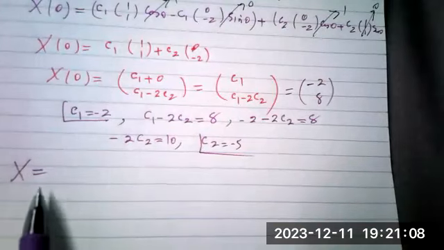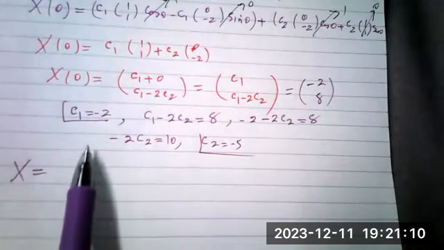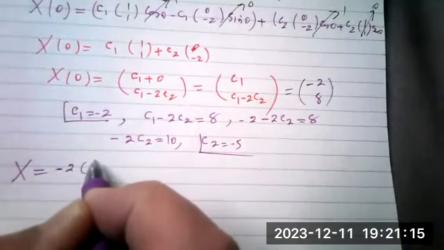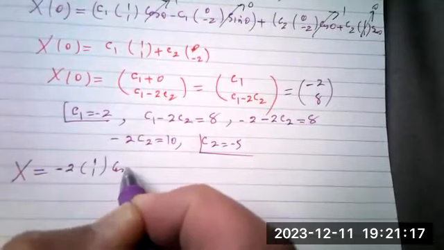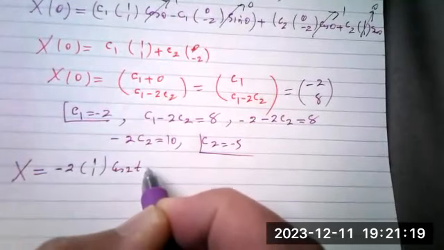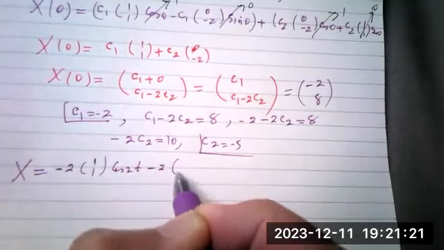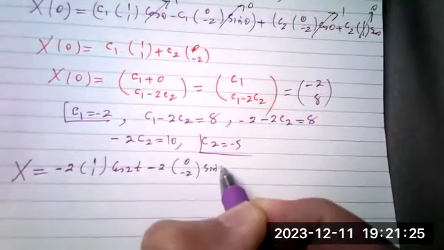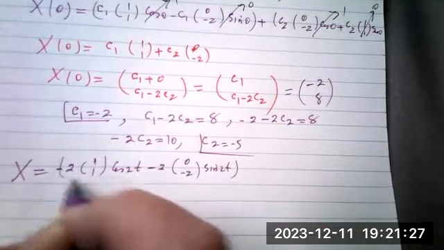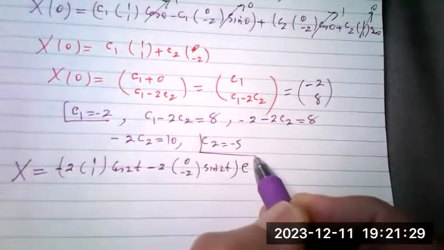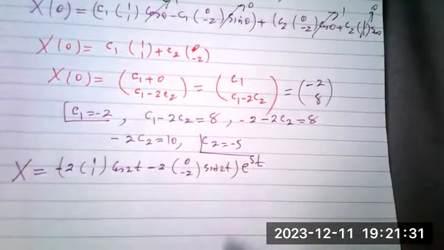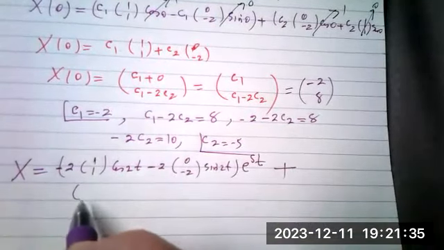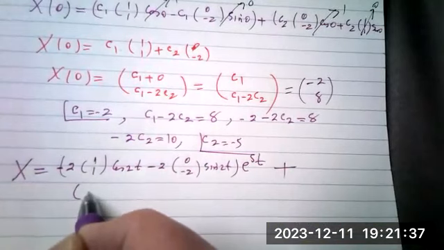So C1 is equal to negative 2. So it's going to be negative 2 times (1, 1) cosine of 2t, minus negative 2 times (0, -2) sine of 2t, times e to the 5t. We do the same thing for C2. We just repeat this one.